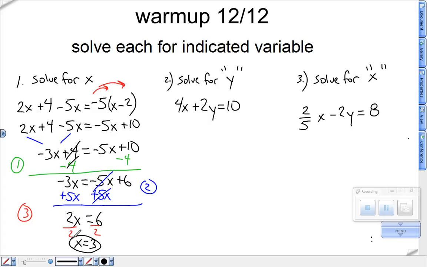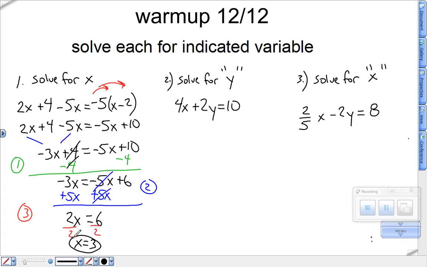So you can see in that first one, first step I distributed, that step in red, took that negative 5 times x is negative 5x, negative 5 times negative 2 is positive 10. Then I combined like terms there in blue, that 2x and that negative 5x combined to give me negative 3x. Then I started my variables on both sides process in green. Started on the left by getting rid of the plain number, going to the right, getting rid of the variable, and then going back to the left and doing my division.